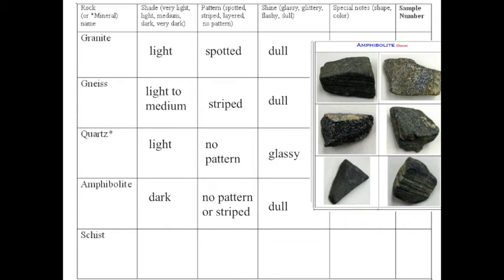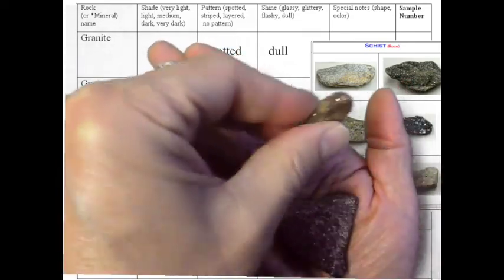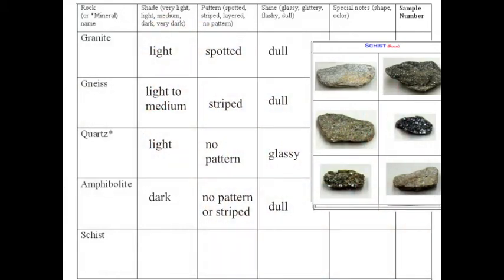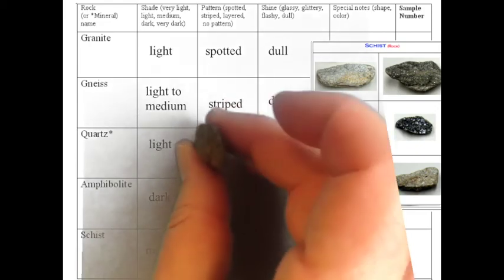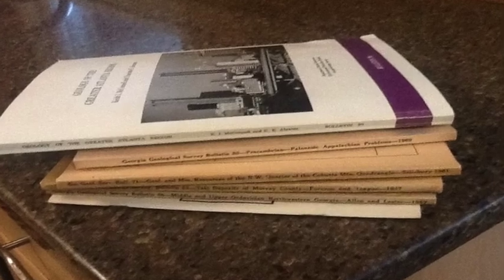And our last rock is pronounced schist. Schist has a shade that's between the shade of the granite and the shade of the amphibolite. And so we call that kind of a shade medium. Schist also has a pattern that's hard to see from the pictures. If you hold it up and look at the edge of it, you're going to see that it looks a lot like stacked up books or stacked up papers. And so, of course, that would be what pattern? That would be layered.